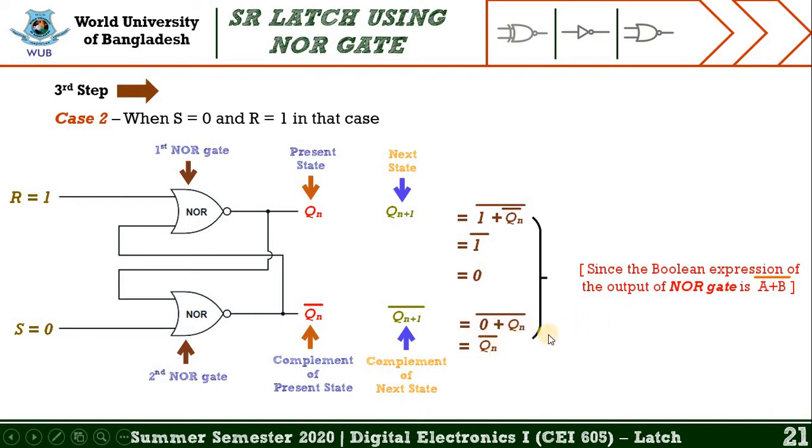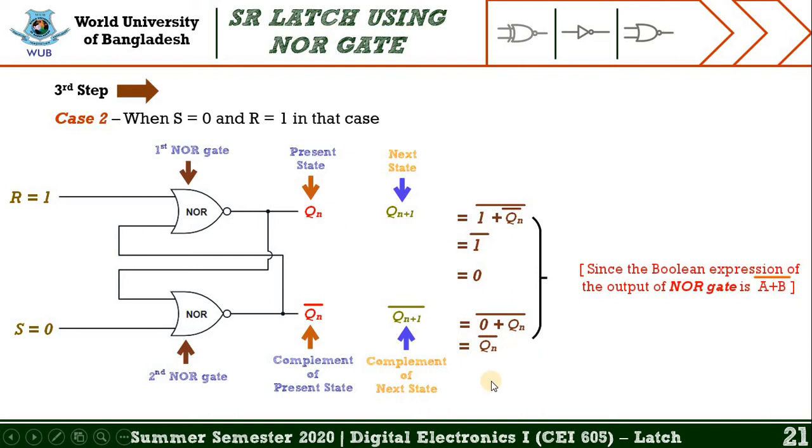And a question may arise in your mind: we get 0 in the next state, and if we complement this next state, then we may find 1. But in this case, we find Qn bar. And if you have confusion, just assume that Qn bar equals 1. I hope there is no confusion, if you are following my words.